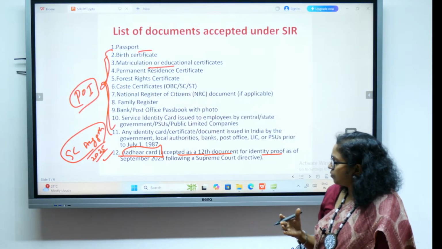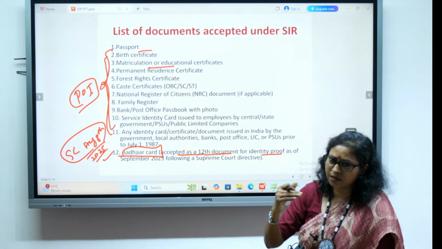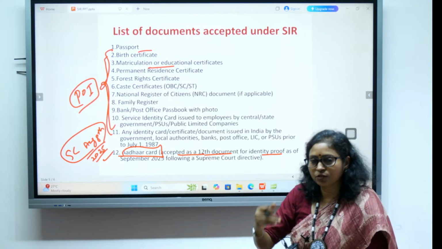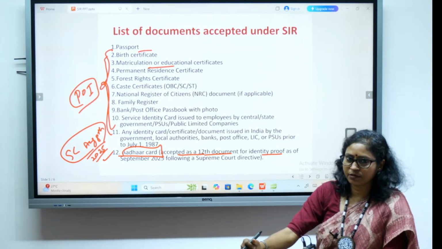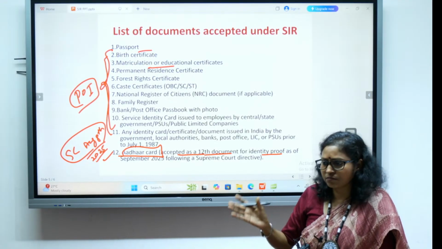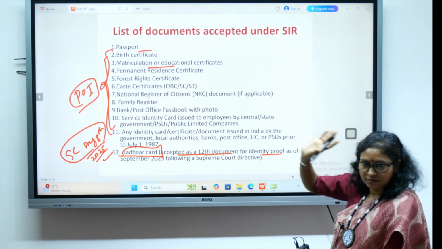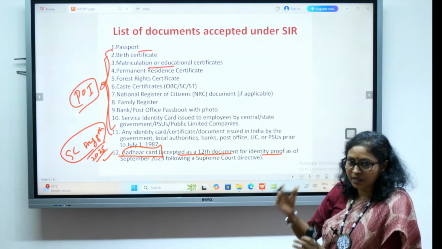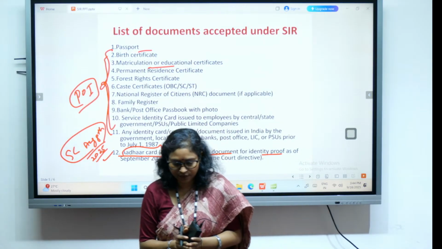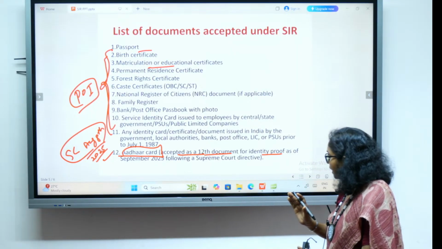But what people currently have, which is more prevalent, is Aadhaar. Most of the people have Aadhaar. Why? Because through Aadhaar, particularly the rural and marginalized communities get benefits from the government. So they have the Aadhaar card, right? They may not have these other documents. So that is the major problem here. And the Supreme Court in its directive has directed to consider Aadhaar as identity proof.